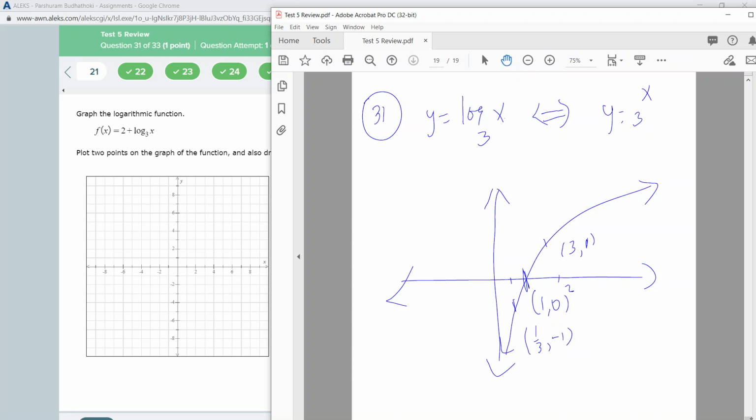So I can plot as many points as I like, let's say at 9, which is 3 to the power 2, that will be just 2. So this is the nature of the graph, which is the inverse of the exponential function. I can just switch the x and y coordinates of this function to get these points, and I'm just shifting those points 2 units up. So whatever points you can see here, just take the x coordinate as it is and shift the y coordinate 2 units up. For example, (1, 0) becomes (1, 2).